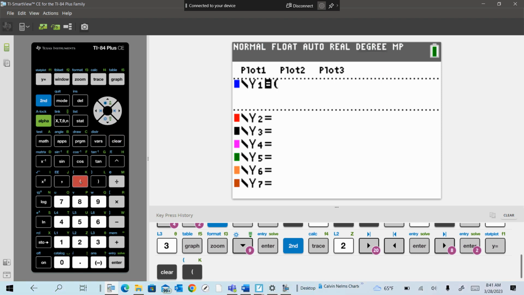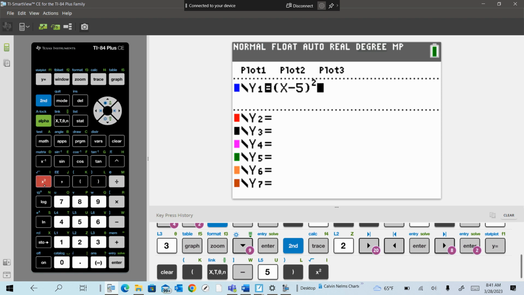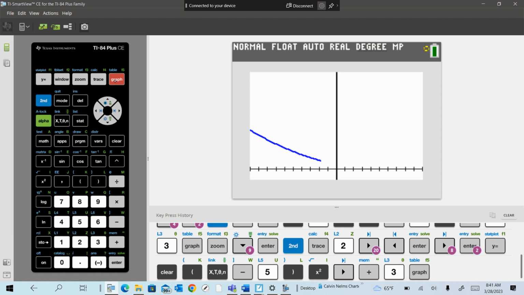Start off with a set of open parentheses. We have x -5. Close that parentheses, then we're going to square it. I'm going to arrow to the right and then add 3. And I'm going to hit the graph button once I get that in. Now, I went to zoom fit on my graph. Once it shows, hopefully.